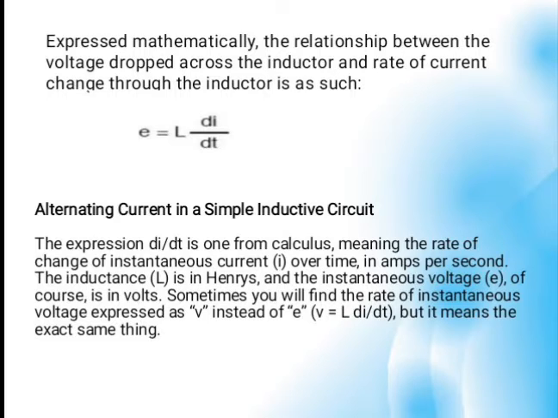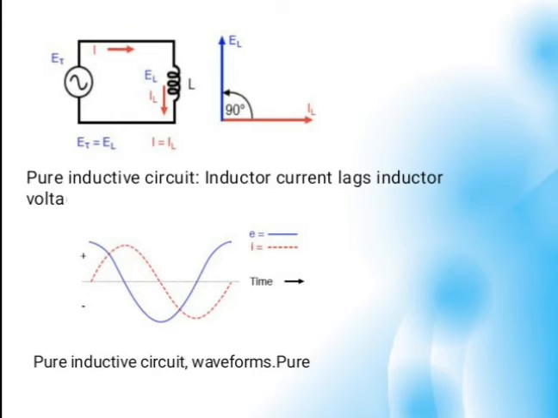Sometimes you will find the instantaneous voltage expressed as V instead of E. So V equals L di over dt, but it means the exact same thing. To show what happens with alternating current, let's analyze a simple inductor circuit. Pure inductive circuit, inductor current lags inductor voltage. If we were to plot the current and voltage for this very simple circuit, it would look something like this. Pure inductive circuit waveforms.